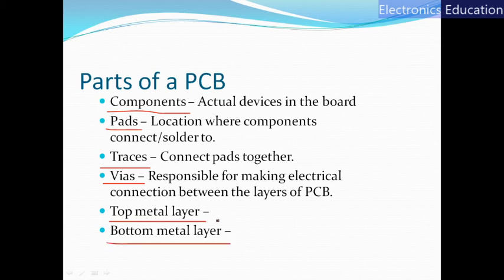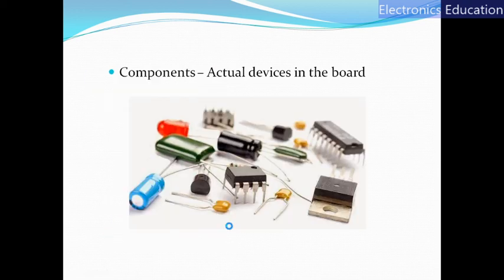If we have a single layered PCB, we have only the top metal layer, or what is generally called the bottom layer. For multiple layers we have the top layer, intermediate metal layers, and so on. So we have a variety of PCB types. Now these are components. We can see these are different components: ICs, regulator ICs, transistors, capacitors, different LEDs, and connectors.